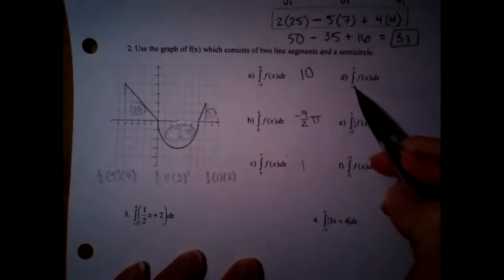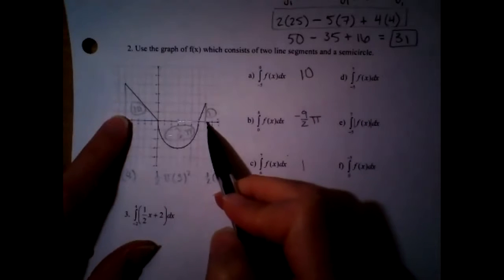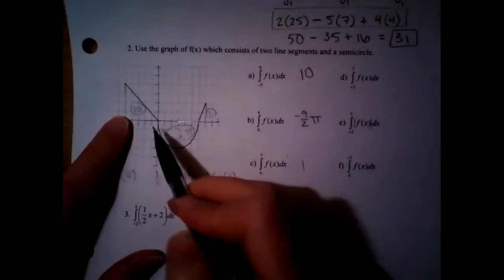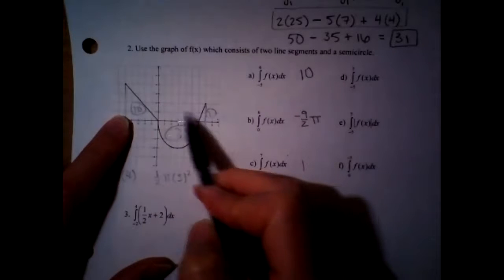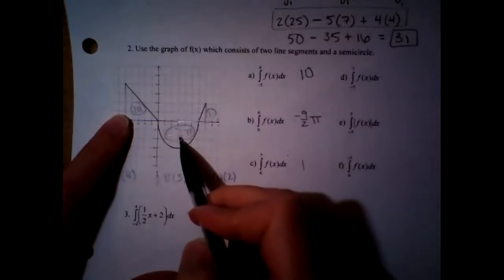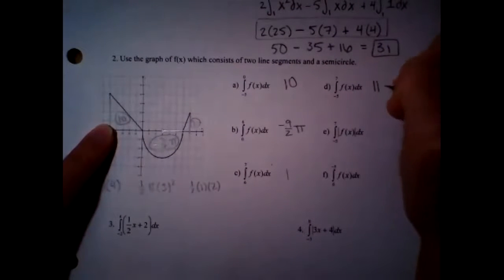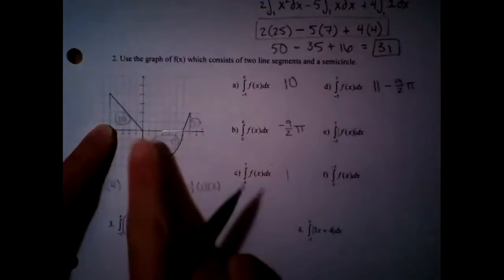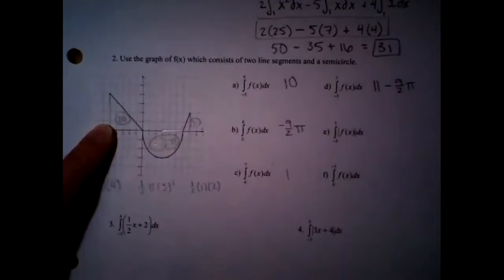All right, so D says we want the area from -5 to 7. So that's from here to here, that's the whole thing. So all you're going to do is add these 3 together. So 10 plus 1 would be 11, and then minus the 9/2 pi. So 11 minus 9/2 pi. You're just adding those 3 areas together.